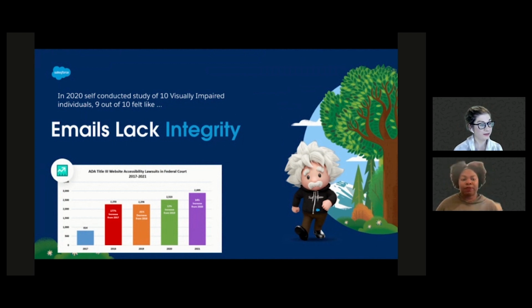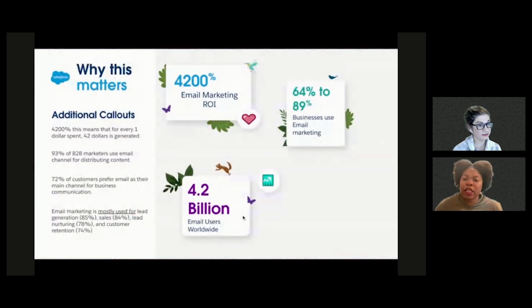Why does this matter to us? This matters because email marketing has a return on investment of 4,200%. That means for every $1 that we spend on emails, we're generating revenue of about $42. This is extremely important. These numbers have gone up; it was $36 a few years ago and it's gone up to $42. So it's increasing. Emails really do matter.